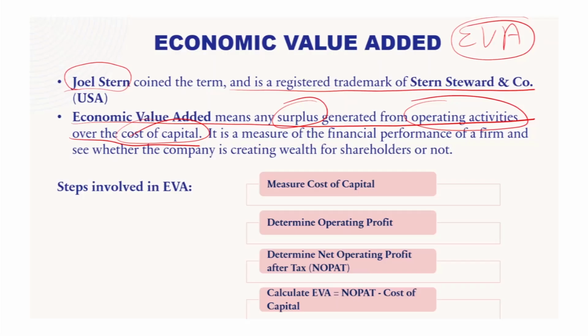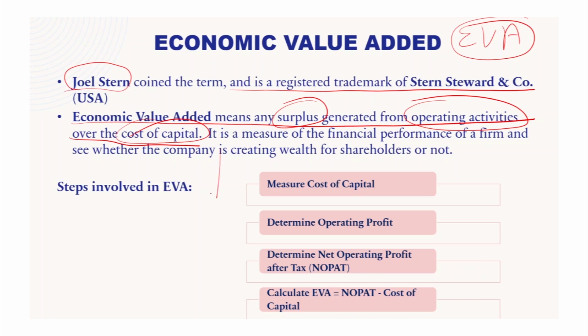Okay. So, it is the added value, or the extra, that you are generating from the operating activities over the cost of capital. Now, what is cost of capital? You need to understand what cost of capital is, then you will be able to know what EVA is. Now, the cost of capital is the expected rate of return by the investors who have invested in your company.